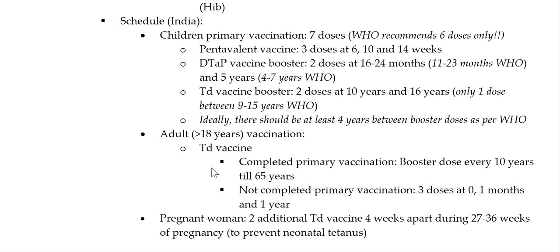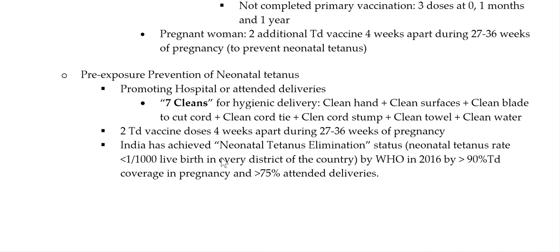In India, to prevent neonatal tetanus, we also give 2 additional Td vaccine doses 4 weeks apart between 27 to 36 weeks of pregnancy. So that brings me to the pre-exposure prevention of neonatal tetanus. Apart from these 2 doses given in pregnancy, we also promote hospital or attendant deliveries, which focus mainly on clean practices. There are 7 cleans applied during hygienic delivery: clean hands of the worker or attendant, clean surfaces, clean plate to cut the cord, clean cord tie, clean cord stump, clean towel, and clean water. And India achieved neonatal tetanus elimination status in 2016 from WHO.